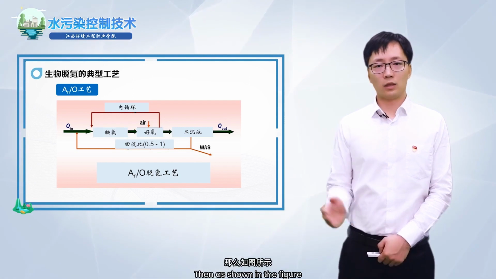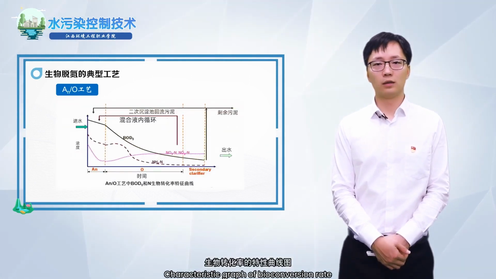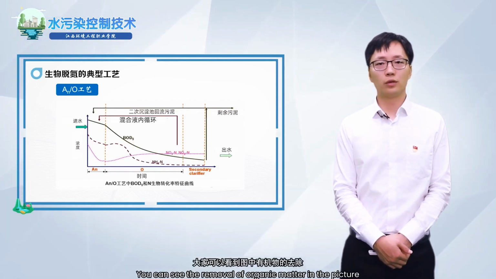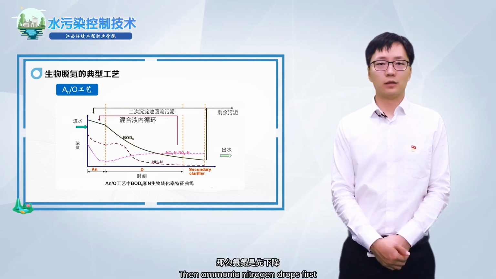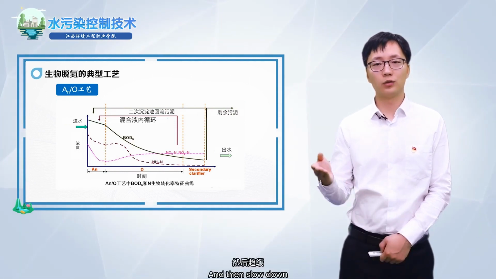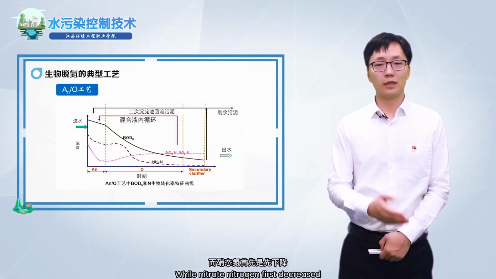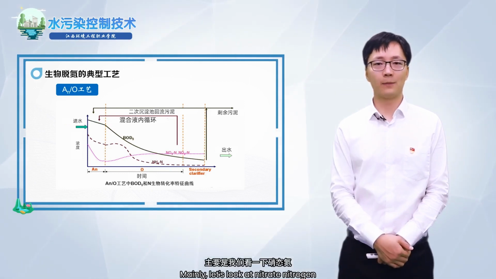Then as shown in the figure, this is the characteristic graph of BOD and nitrogen bioconversion rate in the AO process. You can see the organic matter removal in the picture showing a downward trend. Ammonia nitrogen drops first, then slows down, and then descends again, while nitrate nitrogen first decreases and then goes up again. Mainly, let's look at nitrate nitrogen.